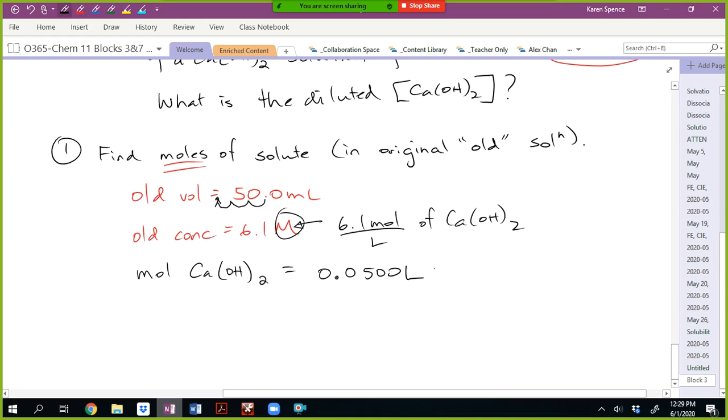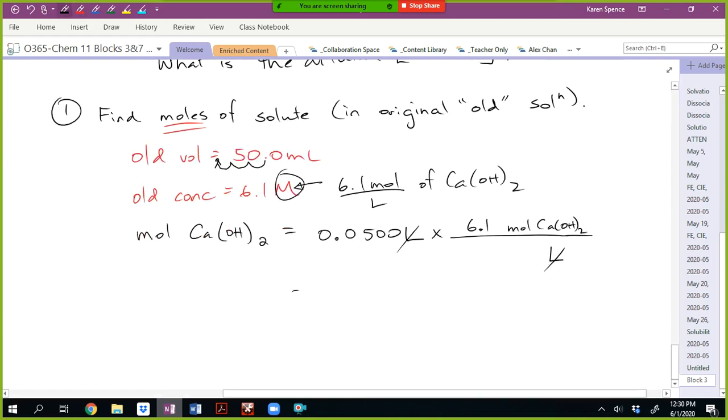Now we can multiply by our moles per liter. 6.1 moles of calcium hydroxide per liter. Liters cancel out. And we get, now I've made a calculation error here. This should be 0.305 moles. Okay? I'm going to discover that later. So it should be 0.305, not 3.05.